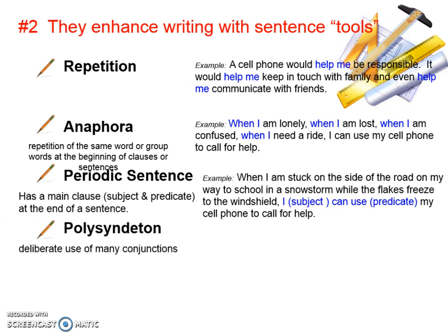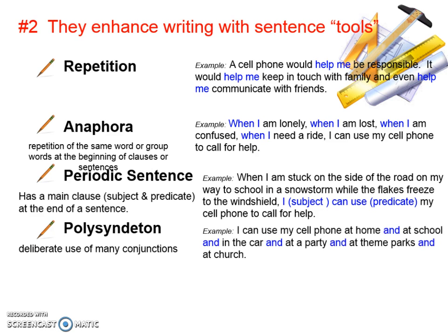The next sentence tool is polysyndeton. You've heard of this before. Poly, many, syn, together. This is when you have a bunch of together words, conjunctions, and you're using them on purpose to kind of accentuate the length and the mass of a sentence, of a list of things, okay?